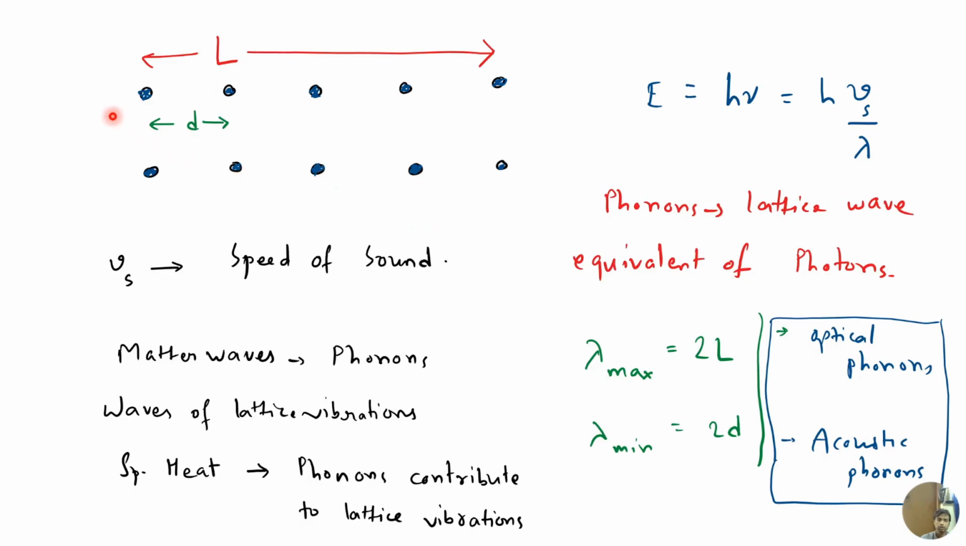If we have a material of dimension L, then lambda max can be 2 times L, or twice the length of the material is one full wavelength. And lambda min is of the order of the atomic spacing, so lambda min is 2 times d, where d is the interatomic spacing. These are matter waves, also called phonons, the waves of lattice vibrations. When you heat a material, the major contribution comes from these phonons.